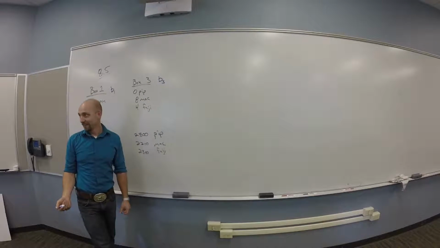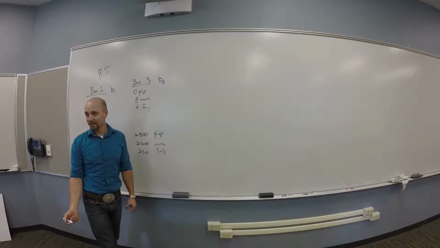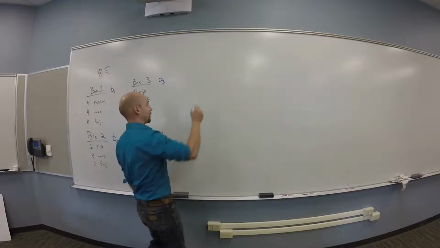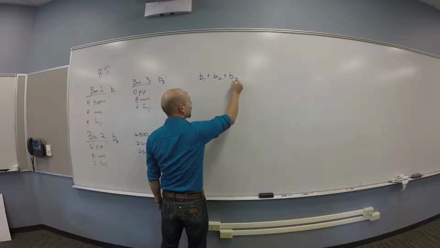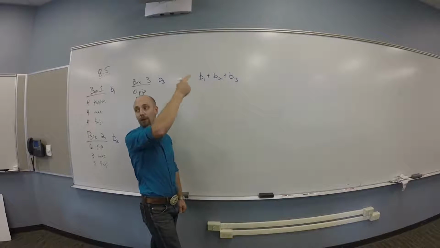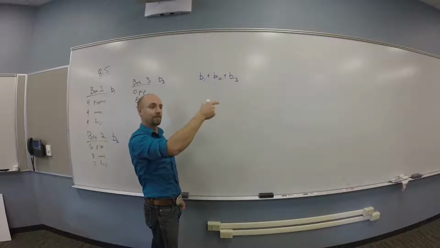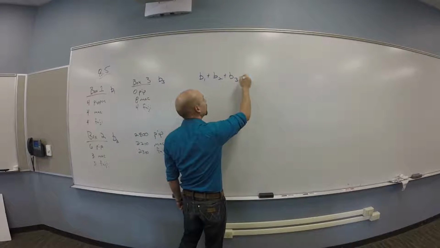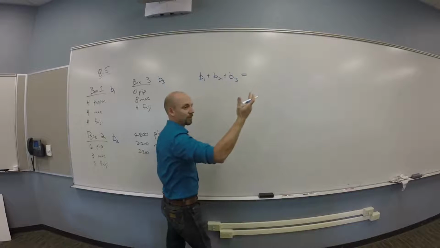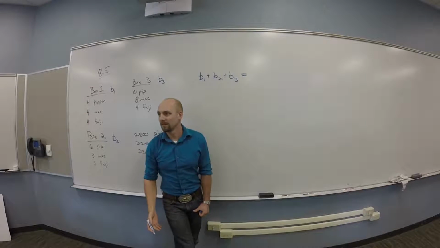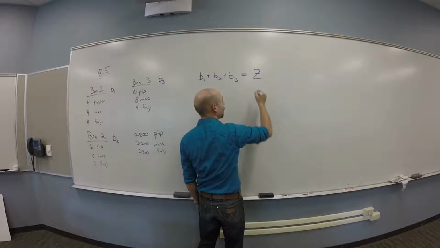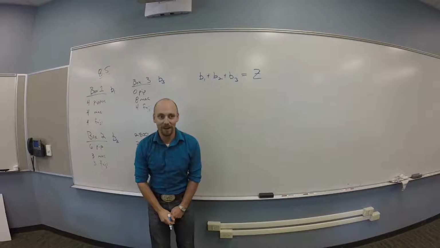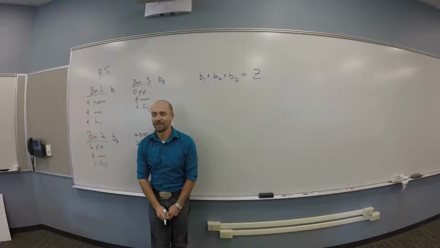So total, how many boxes am I going to make? B1 plus B2 plus B3. Really by these variables, I mean the number of box 1s I made, the number of box 2s, and the number of box 3s. So that equals the total number of boxes, T. This is the thing I'm trying to optimize. And I remember that the Simplex method uses a Z here.